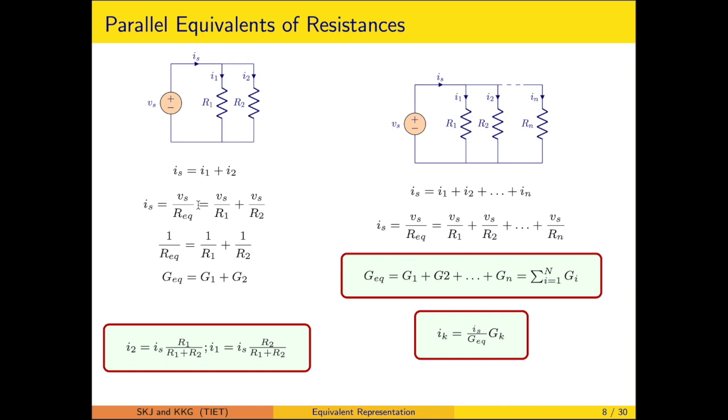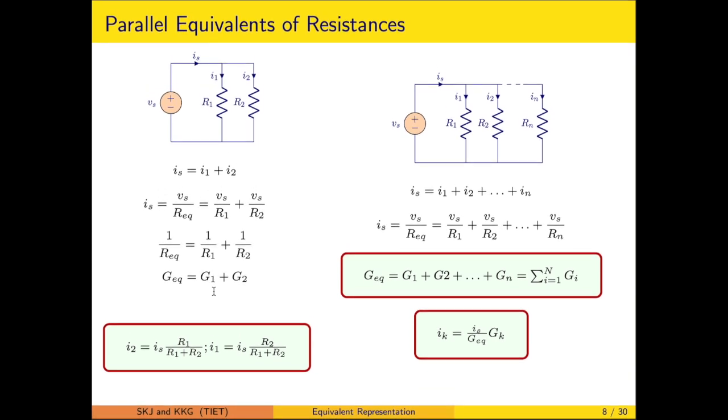This Is is expressed as Vs upon Req, because we have to ultimately calculate the equivalent resistance value. Current I1 is Vs upon R1, current I2 is equal to Vs upon R2. So that summation is giving, when you are comparing, 1 upon Req is equal to 1 upon R1 plus 1 upon R2. Now we have gone through previously that the reciprocal of the resistance is the conductance. So 1 upon R1 is G1, and likewise the equivalent conductance for the parallel case comes out to be the sum of all the conductances.